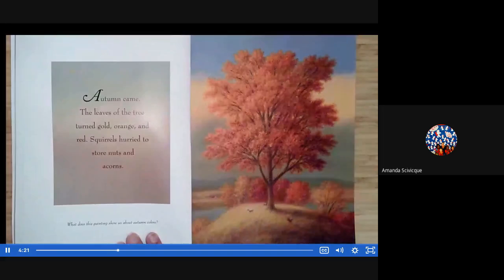Autumn came. The leaves of the tree turned gold, orange, and red. Squirrels hurried to store nuts and acorns.